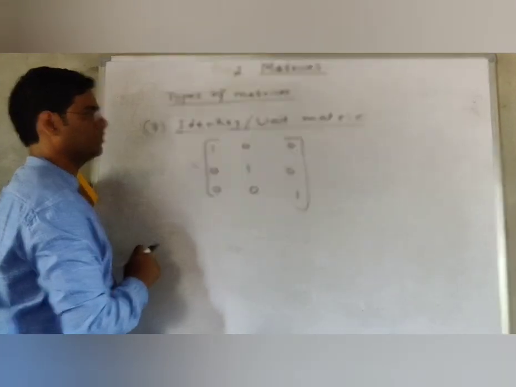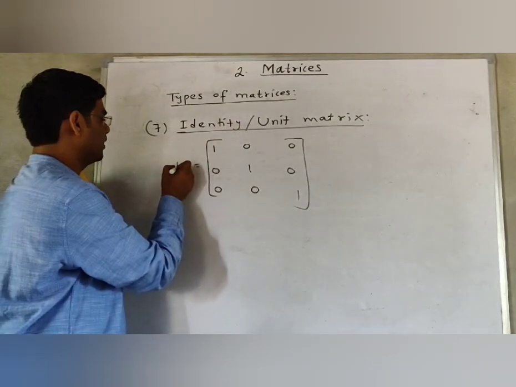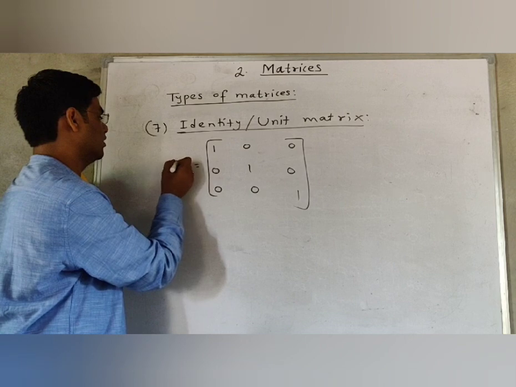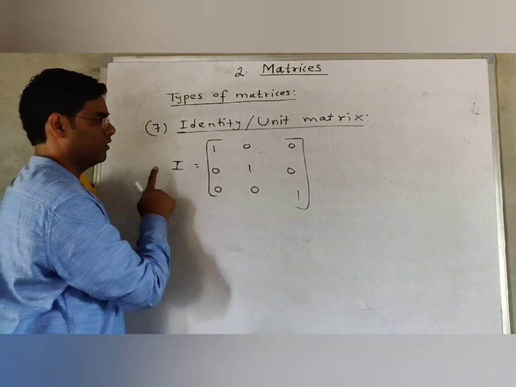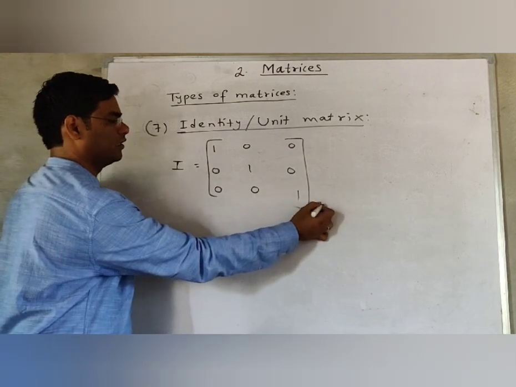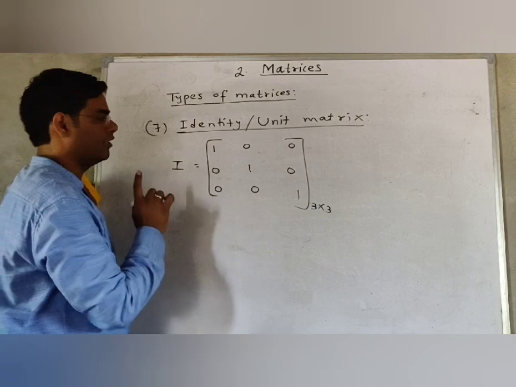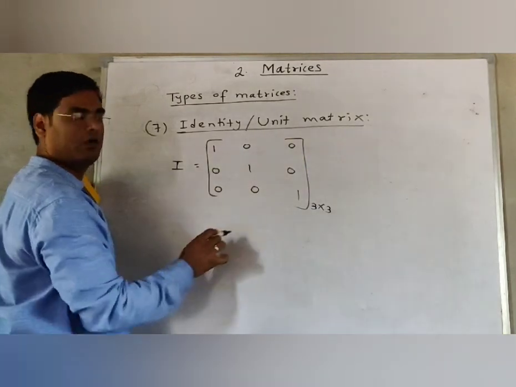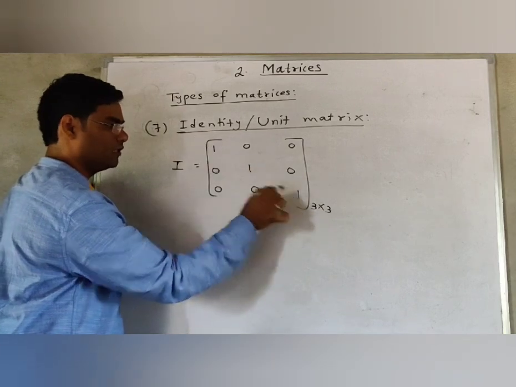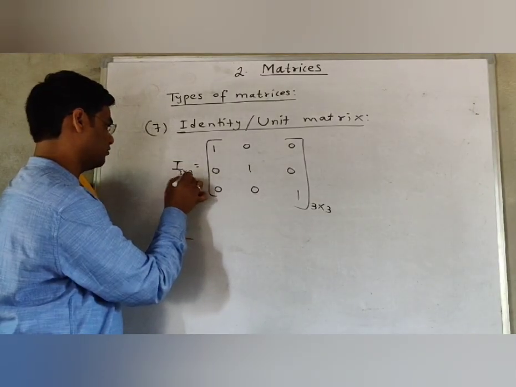This type of matrix is known as unit matrix or identity matrix. Unit matrix or identity matrices are usually denoted by capital letter I. So I is an identity matrix of order 3 by 3. So what is identity matrix? Identity matrix is a matrix in which all the non-diagonal elements are 0 and diagonal elements are always equal to 1. Now this is identity matrix of 3 by 3.